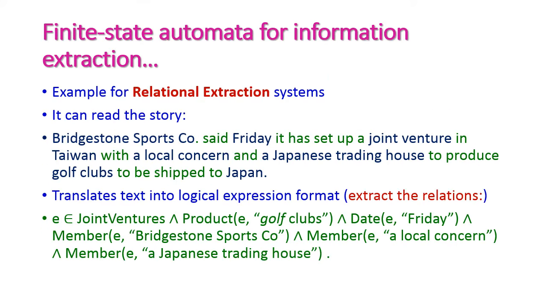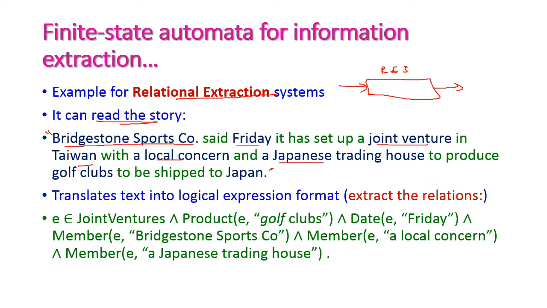Let us see one example for this relational extraction system. First, the input: the given story. The text will be given to our relational extraction system. This is our plain text, and this will be given to our system as input. Here the objects are highlighted in different colors.